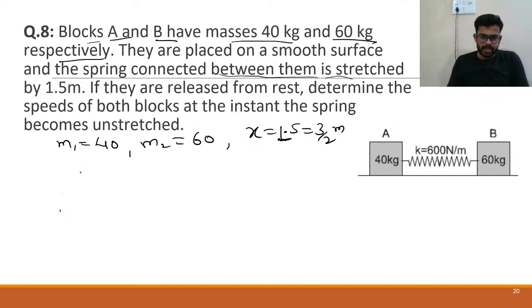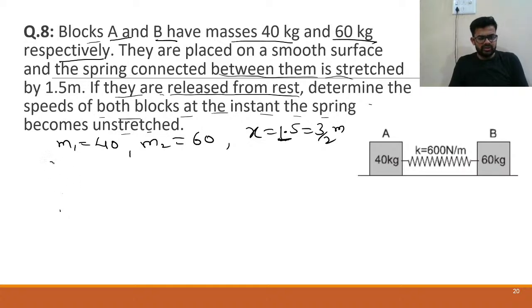Now it is written: if they are released from rest, determine the speed of the blocks at the instant the spring becomes unstretched. This same question we have solved just before some time, so again we will solve it.